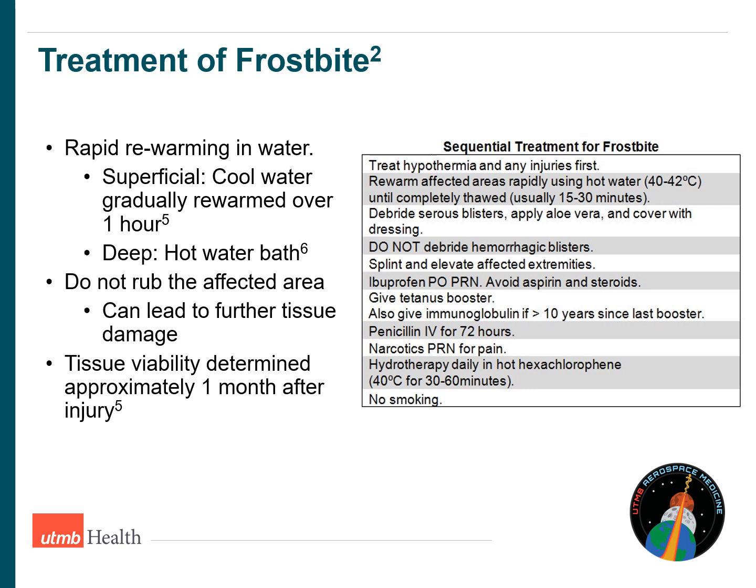The sequential treatment for frostbite can also include ibuprofen, 400 milligrams by mouth twice daily, which can help reduce swelling and maintain vasodilation, as well as IV low molecular weight heparin and penicillin for 72 hours.